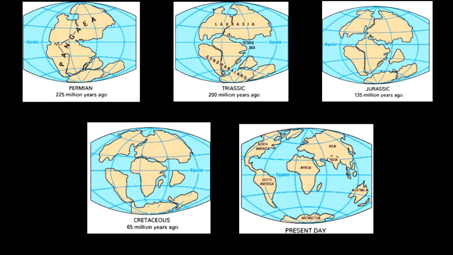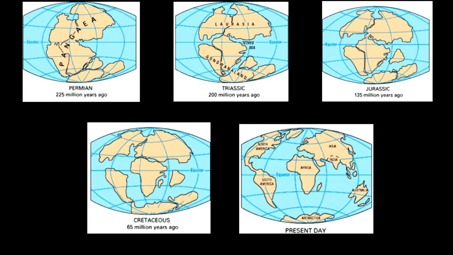This is just a series of progressive maps that show, okay, so you had the Permian era 225 million years ago, and Pangea is there, and it's all one piece. Then you have the Triassic era around 200 million years ago, and you can see things starting to separate again.